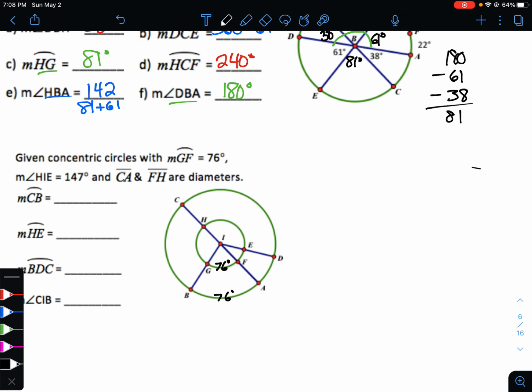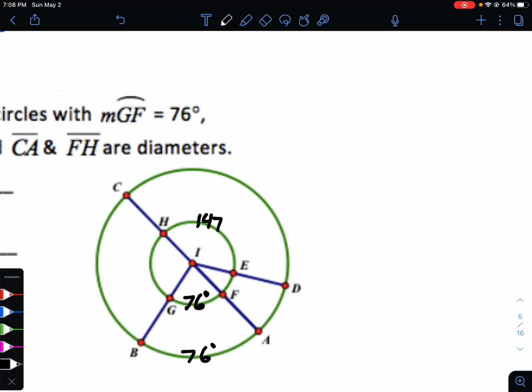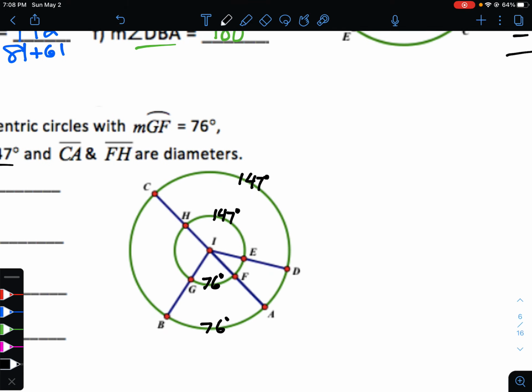Next, we're told that the measure of HIE is 147 degrees. So that would be 147 right here and 147 right here. Finally, we're told that CA and FH are diameters, so we know that those are going to have to add up to be 180 degrees. So let's find those separately.